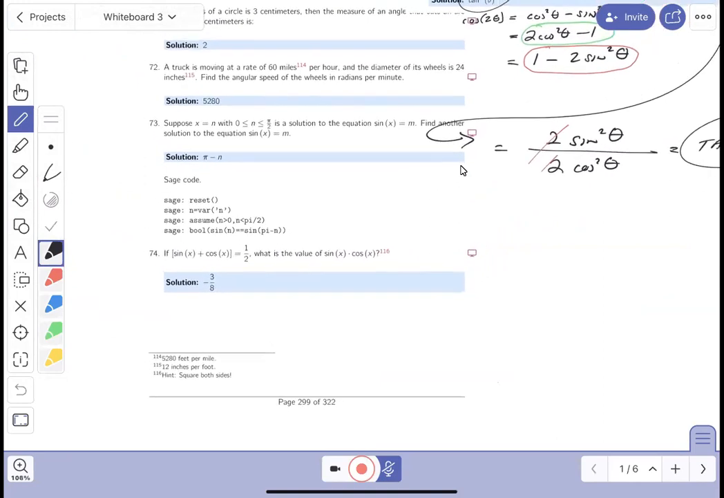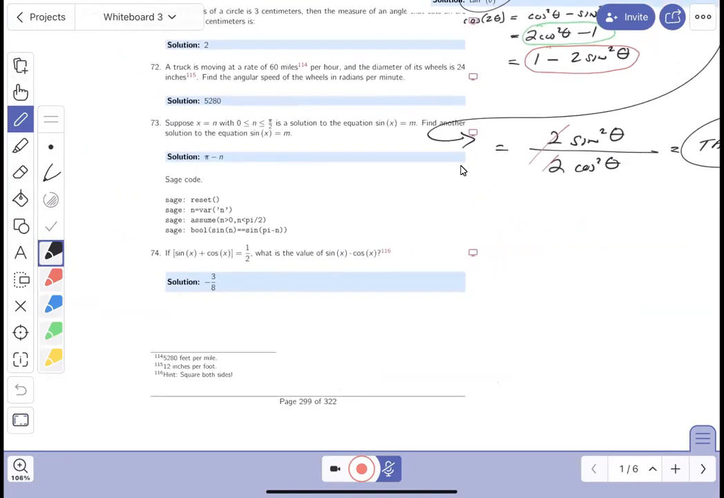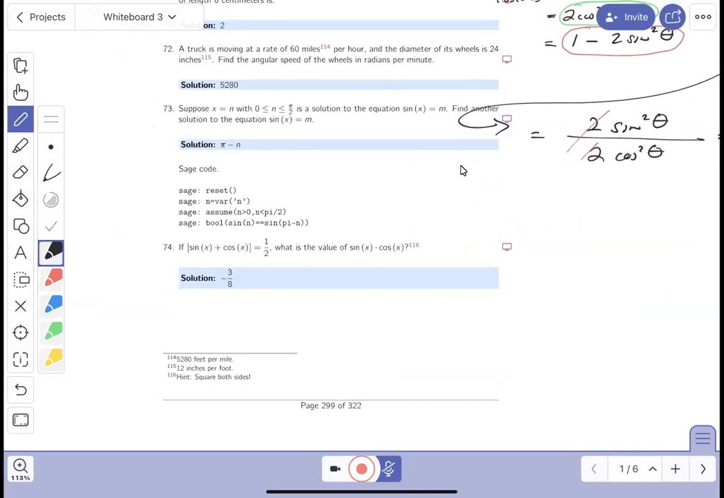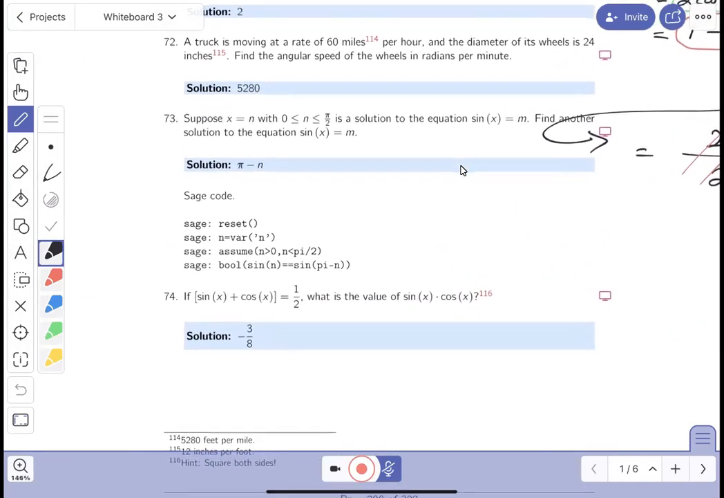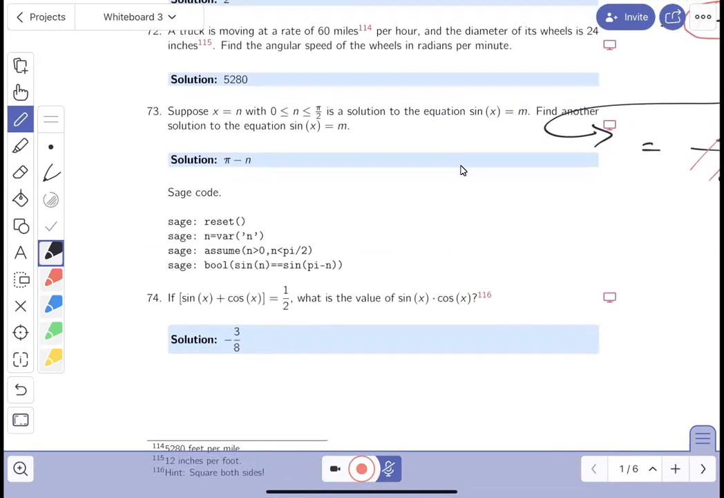Let's take a look at the next one. I guess I just did number 72. By the way, some people ask why I choose those numbers. I choose those numbers in the word problems because they're kind of simple. All right, I'm going to look at number 73 now.